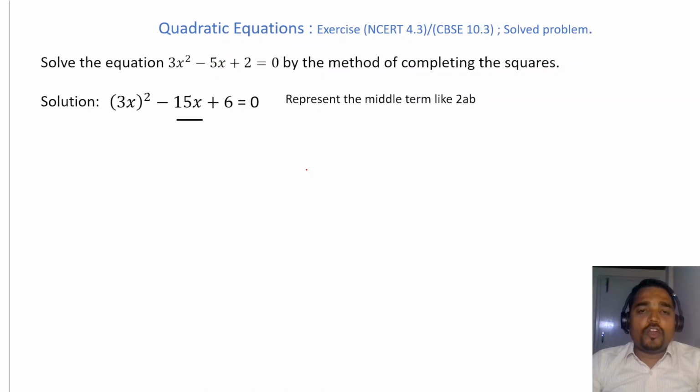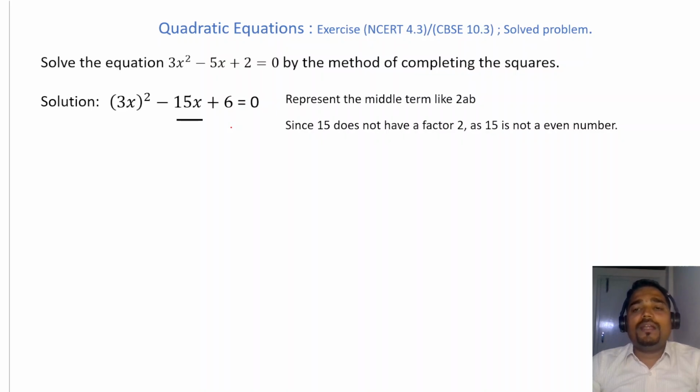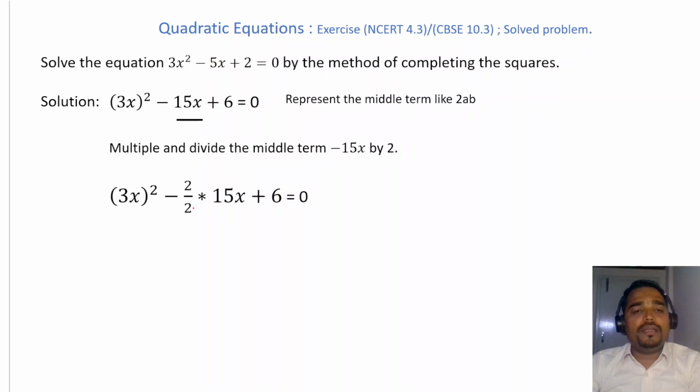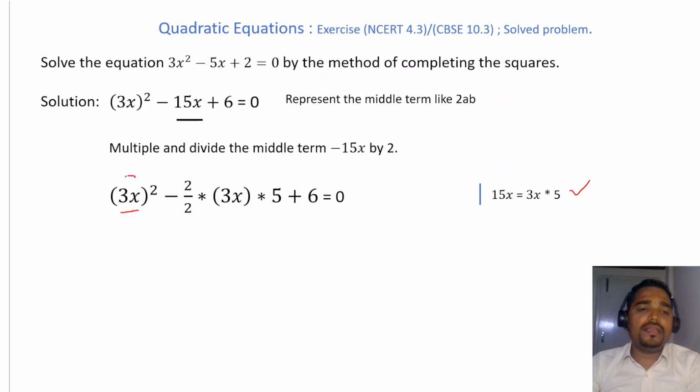Since 15 is an odd number, it does not have a factor 2. That is, it cannot be expressed as 2 multiplied by some number. So that is why we will have to multiply and divide the middle term, that is minus 15x, by 2. So if we multiply and divide the middle term by 2, then we would be having 2 divided by 2 multiplied by 15x. Now 15x could be expressed as 3x into 5. So why did we express 15x as 3x into 5? Because a square is 3x whole square, which means a is 3x.